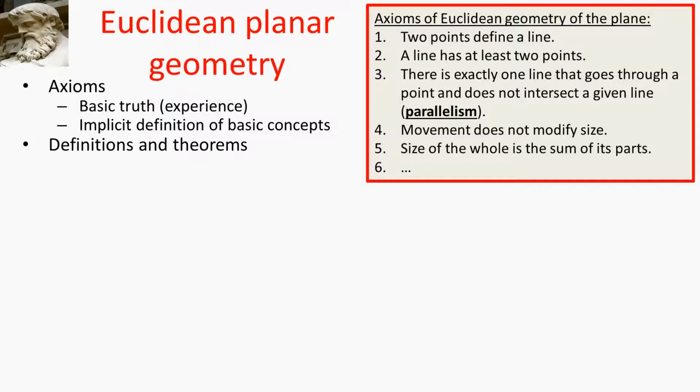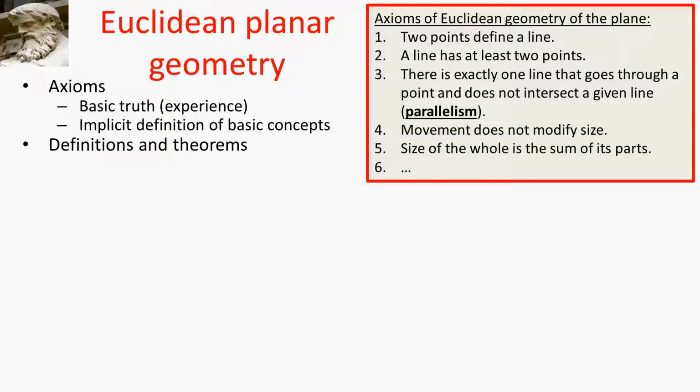on the postulates. Let us see some of the axioms of Euclidean geometry presented not in the form as suggested by Euclid, but I use a more modern formulation of Hilbert. So the first postulate is that 2 points define a line, and the second is a line has at least 2 points. The third is the most interesting. If we have a line and a point outside of this line, then there is exactly one line that goes through the given point but doesn't intersect our original line. In this case, we call this line parallel line.